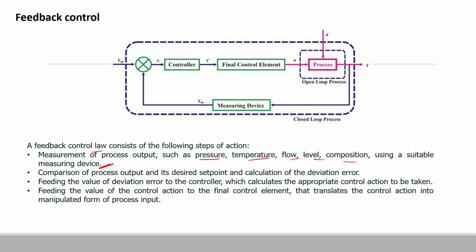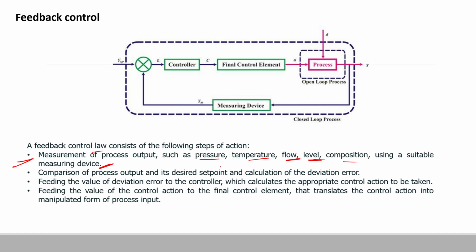So let's say if we are controlling the level in the tank, then we need a level indicator or the level controller. If we are measuring the flow rate of the distillate of the distillation column, then we need a flow indicator. So these are the measurement devices. Then we need to compare the process output and the desired set point. That is, we need to compare the height of the tank with our expected height, that is our set point.